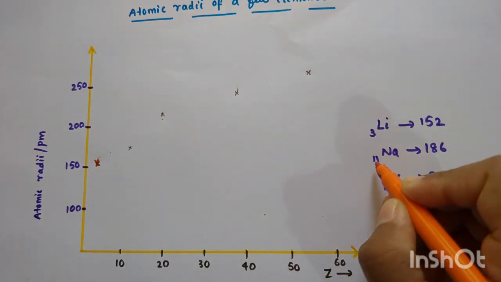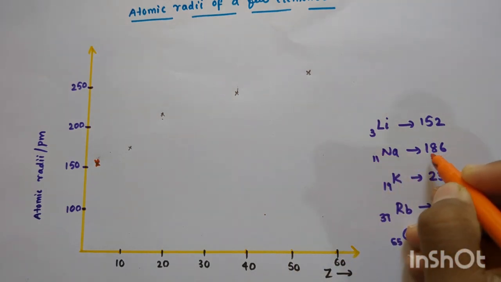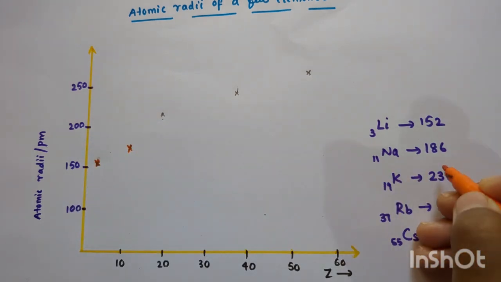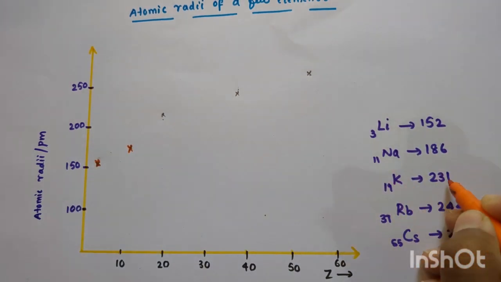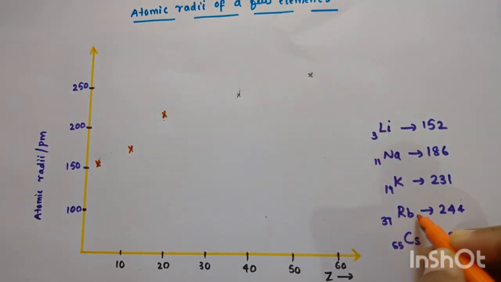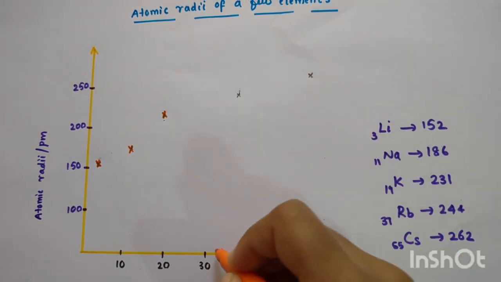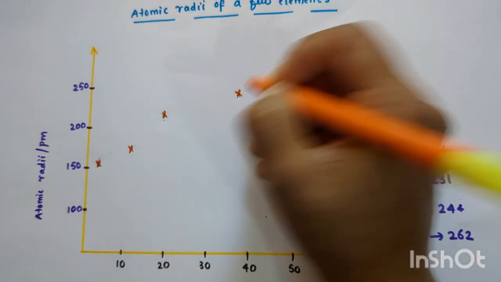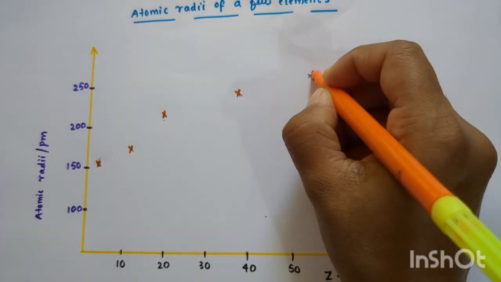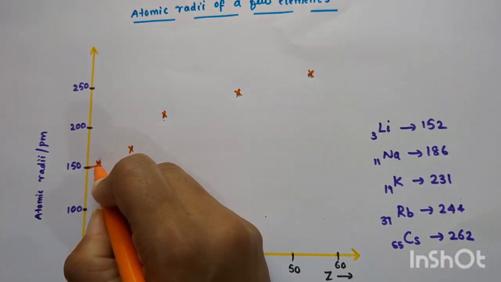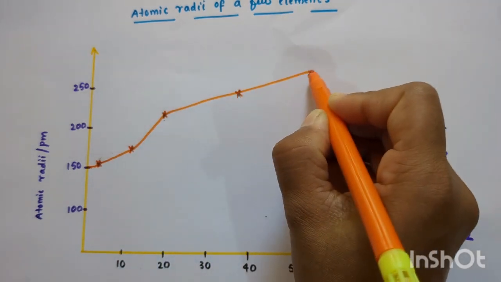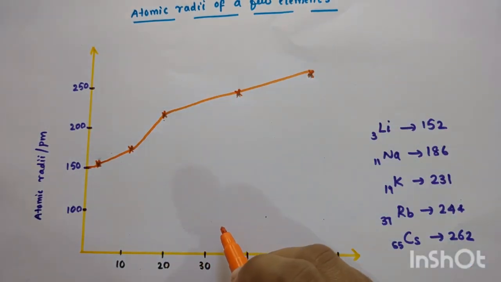Then for sodium, atomic number 11. Atomic radius 186. So somewhere here, 11, 186. It's a rough estimate. Okay, for potassium 231, so 19, 231 somewhere here. Rubidium 37, 244, so 37, 244 somewhere here. Cesium 55, 262, so somewhere here. So when you join all these, you will get a graph like this.